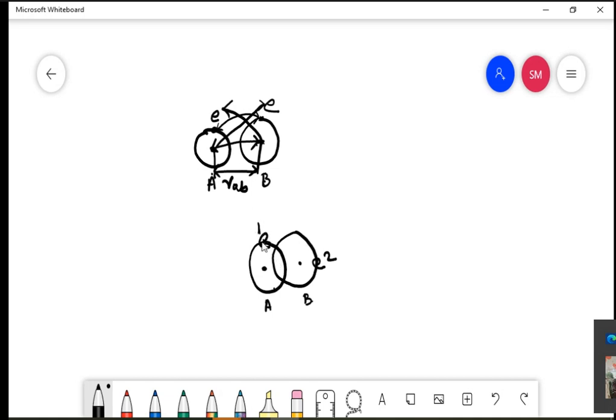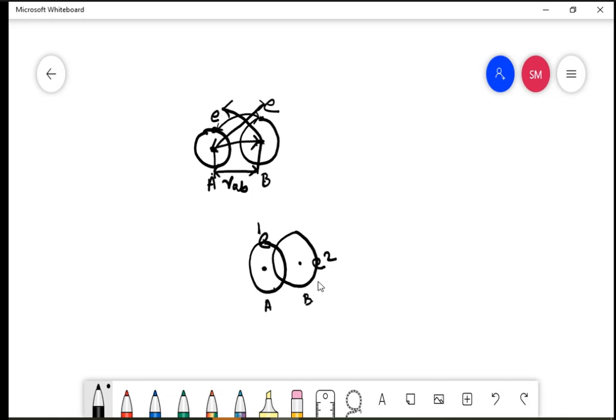Then what will happen? Electron 1, which should be present in atom A, and electron 2, which should be present in atom B. But when they become sufficiently close, atom A can share electron 2, and atom B can share electron 1 in this way. The exchange of electrons can take place. Is it okay now?